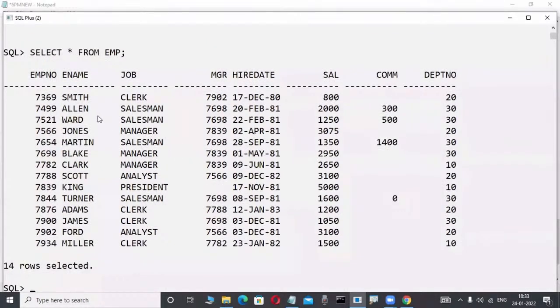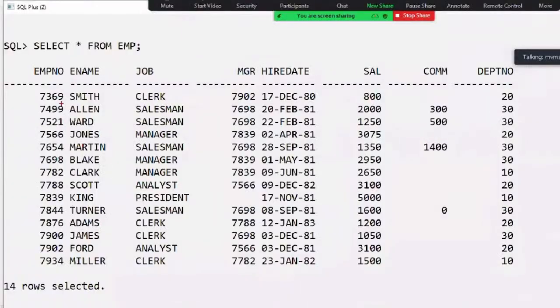Just a demo class. Observe it here. Rules are there, I am telling. Suppose in this table, observe it here, every cell has a single value. Observe it here, single value.